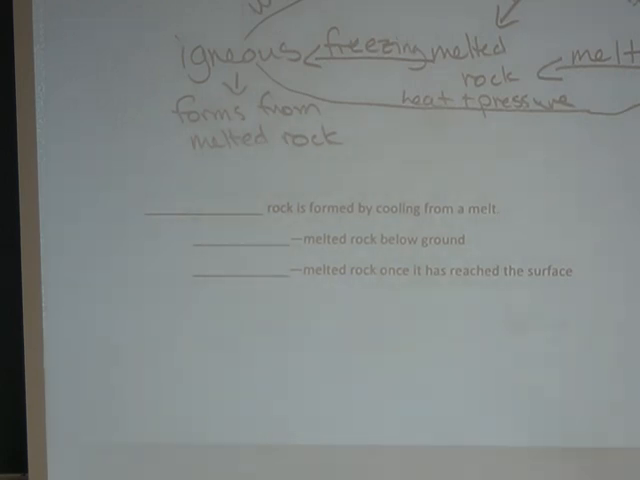So, we just talked about it. Rock formed by cooling from a melt. In other words, melted rock. What kind of rock is that? Igneous.